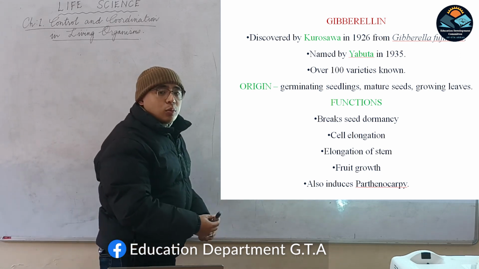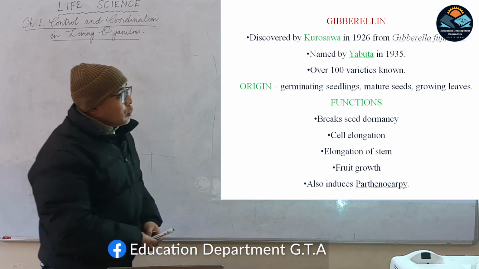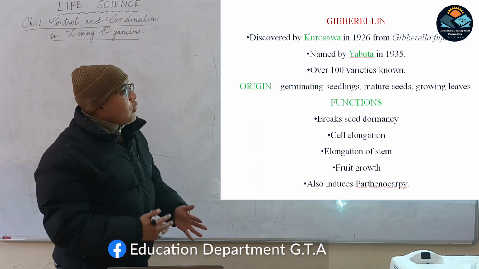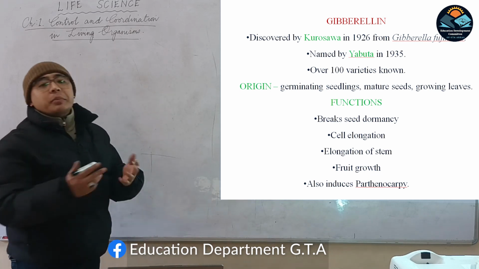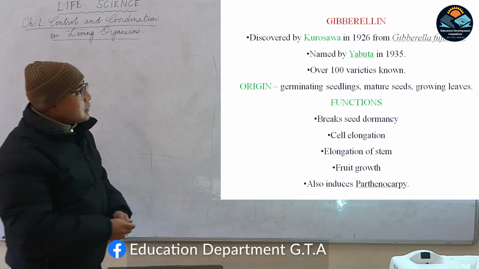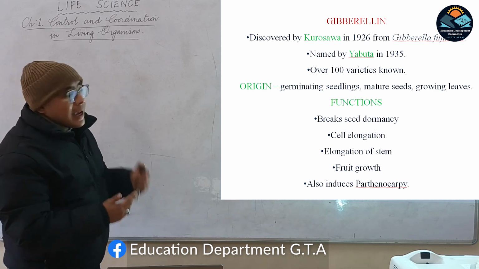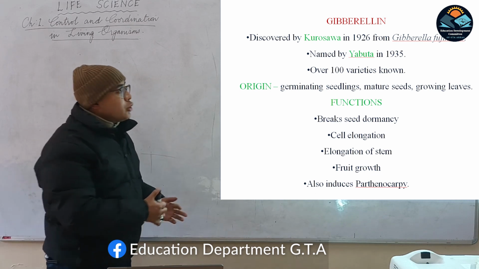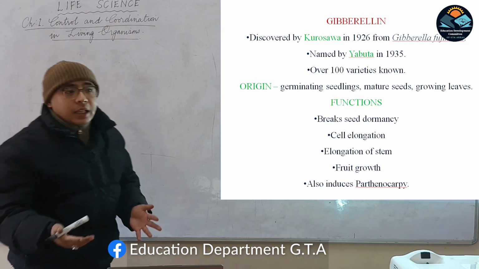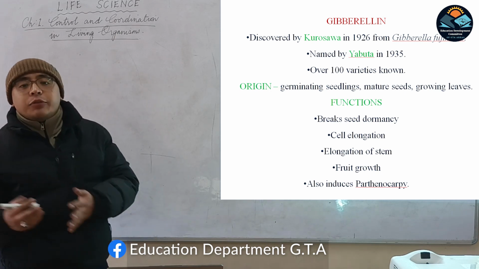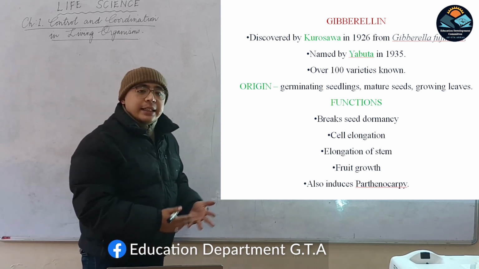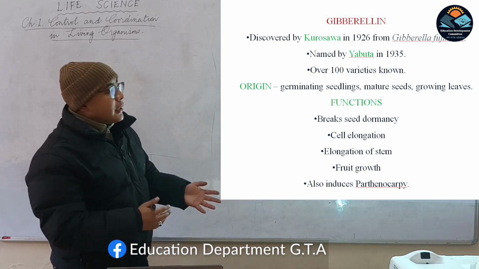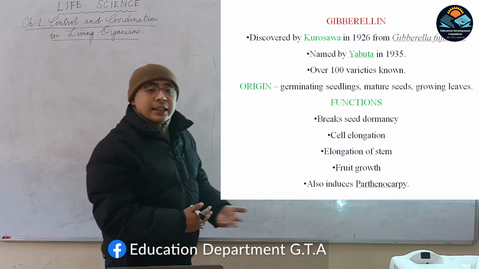The name gibberellin was given by another scientist named Yabuta in 1935. And today, over 100 varieties of gibberellins from different plants are known to man. Now, where will you find gibberellins? The primary place where you will find gibberellins is in germinating seeds. A very easy way to remember this is G for gibberellins, G for germinating seedlings. You will also find it in mature seeds and growing leaves.